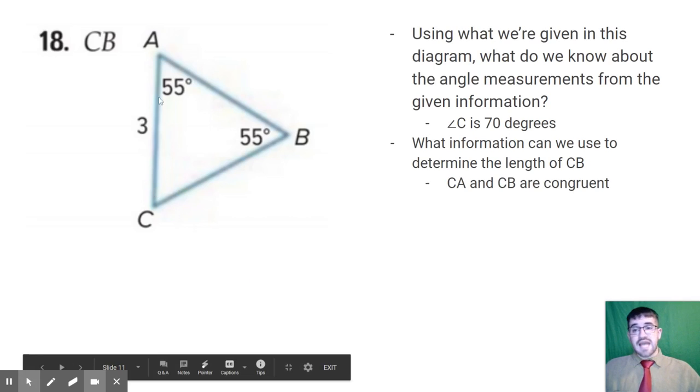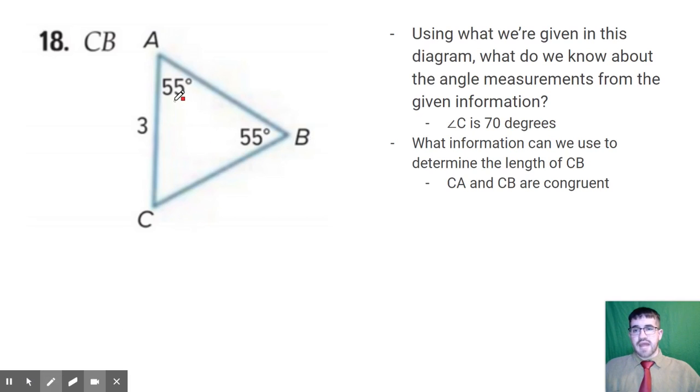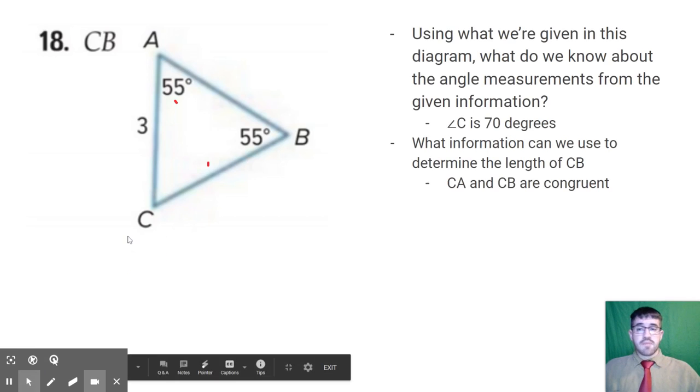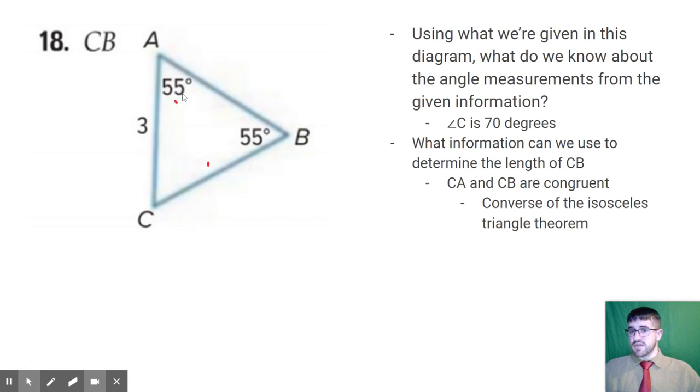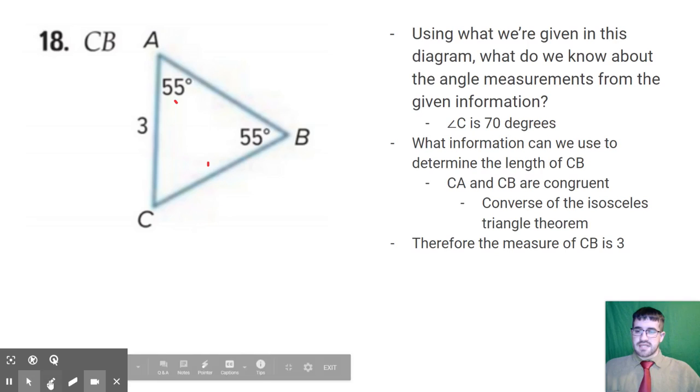We also know that CA and CB are congruent because we have congruent angle segments here. We know that the sides opposite of those angles, segment CB and segment CA, are congruent because the 55 degrees corresponds to that and the 55 degrees corresponds to this. Meaning we have a much easier question this time by using the converse of the isosceles triangle theorem, we know if the base angles are congruent, then the sides opposite those base angles are congruent. Therefore, the measure of CB is 3.